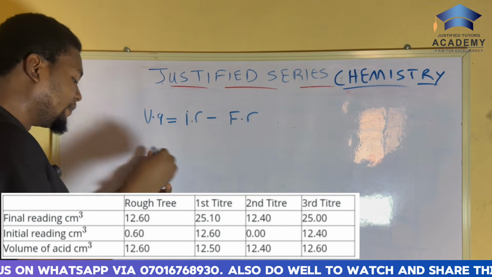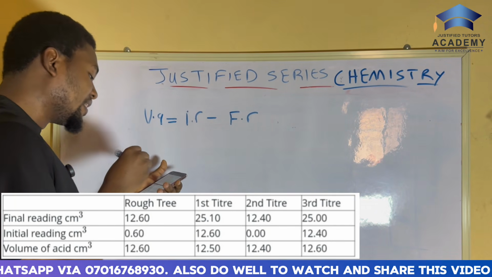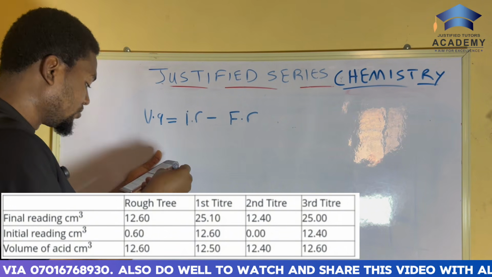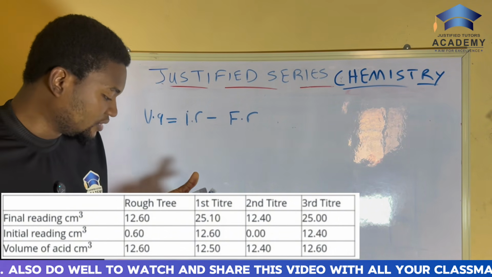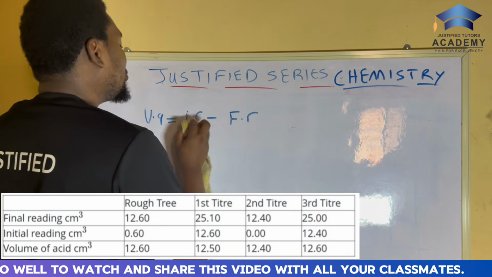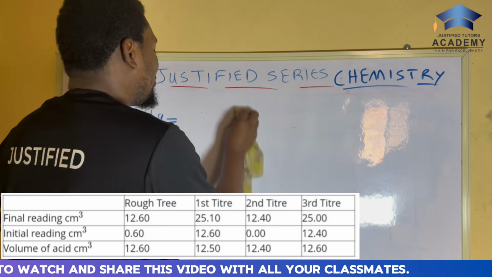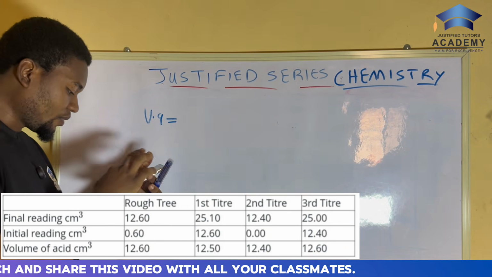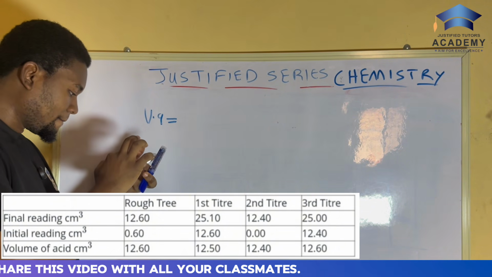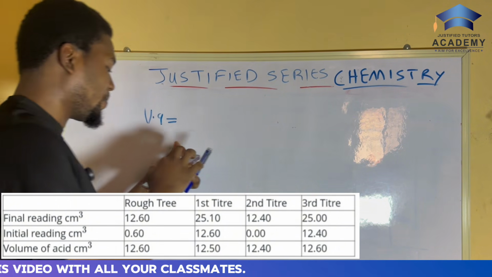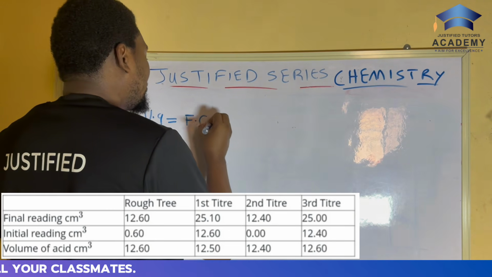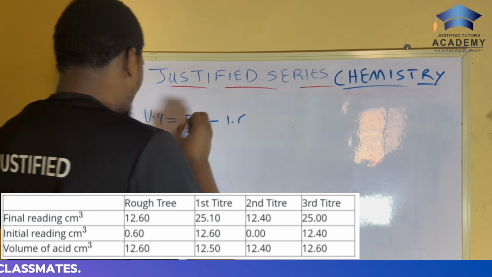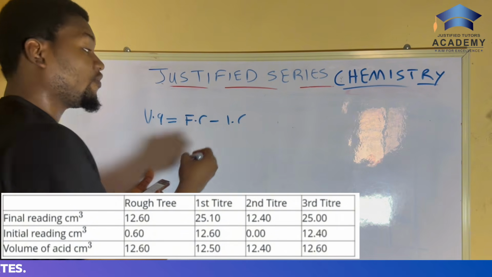Sorry, for the rough titer value, it's final reading minus initial reading. Yes, it's final burette reading minus initial burette reading. And you have to carry that out for all of the values here.